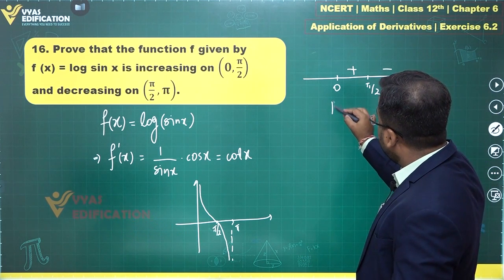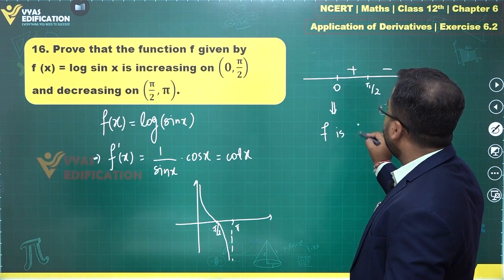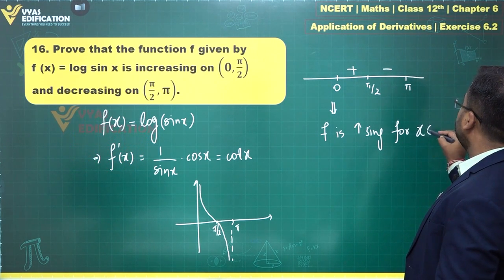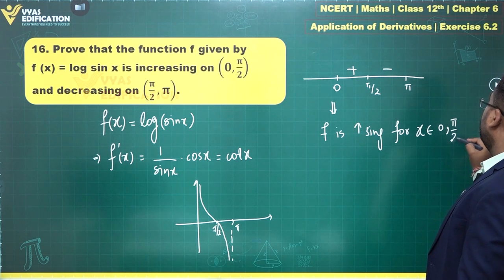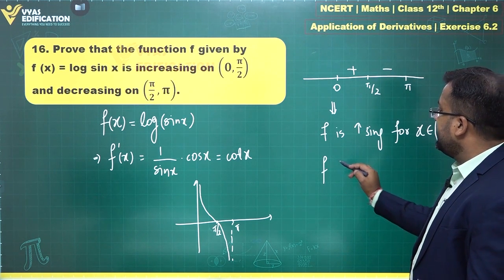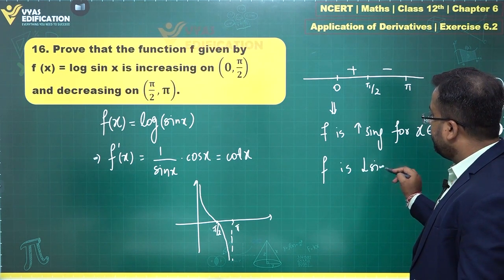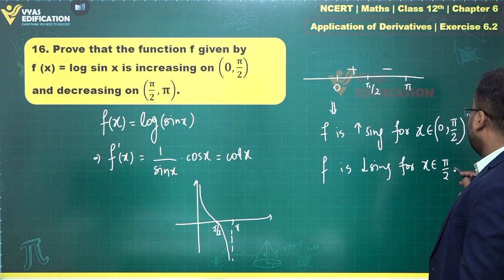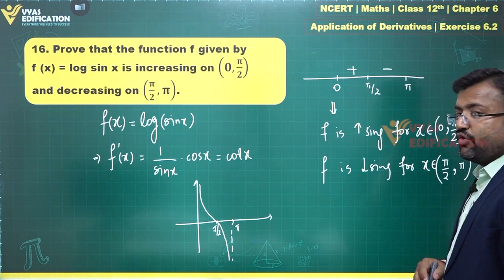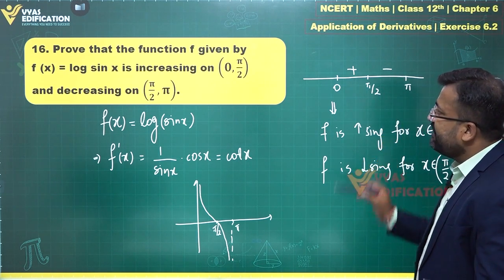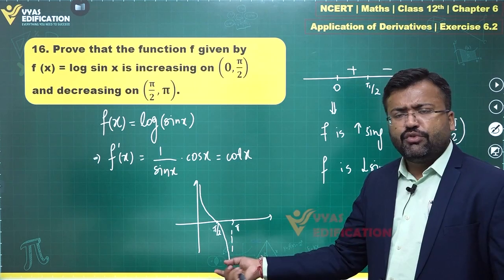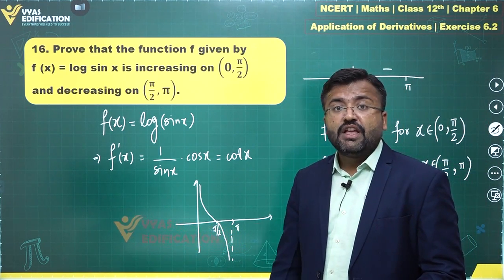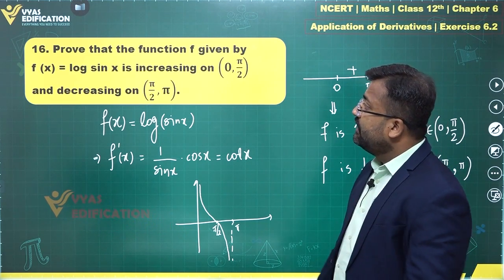So from here, you can analyze that f is increasing for x belongs to 0 comma pi by 2, in the first interval. f is decreasing for x belongs to pi by 2 comma pi. That's the second quadrant. Yes, this is what you can observe directly from here. That is what we wanted to prove, right? That's what we started with. This is a complete solution for this question. Let's discuss the next question.